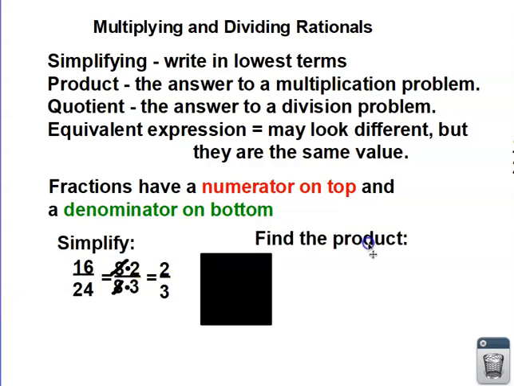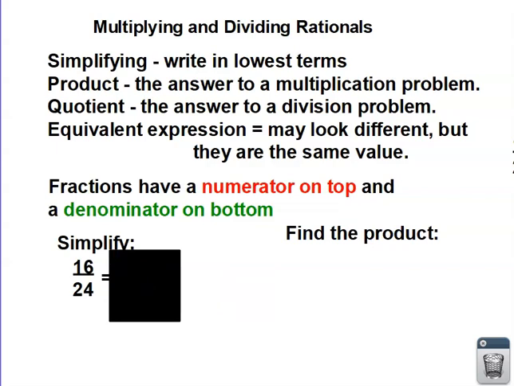When you are finding a product, which means we are multiplying these fractions, you can actually do the same thing. You can break these numbers into their factors and then start dividing out common factors. You could also multiply straight across and get that answer and then reduce. So go ahead, break these into their common factors, cancel out the common factors or divide out the common factors, and then reduce.